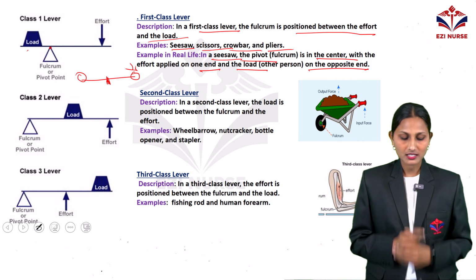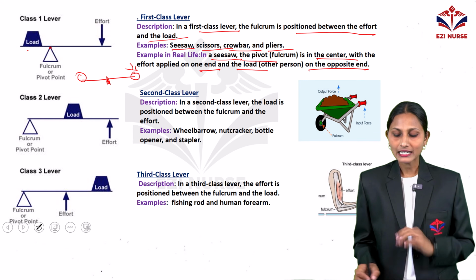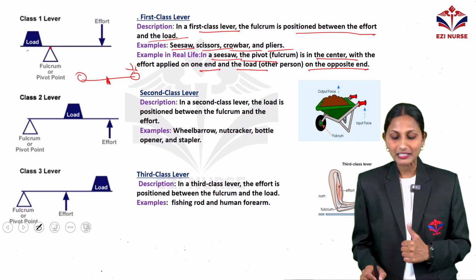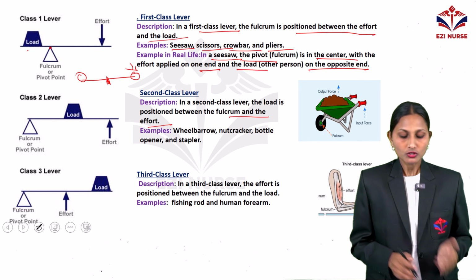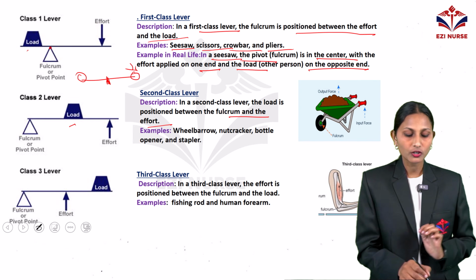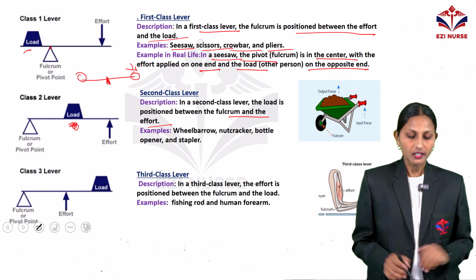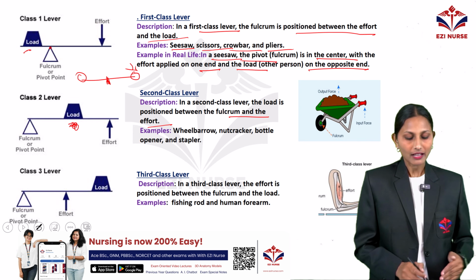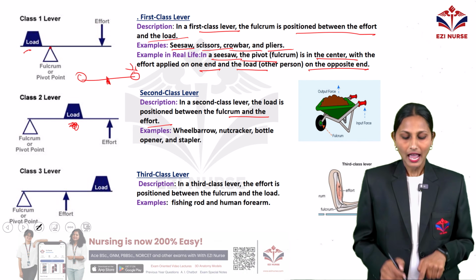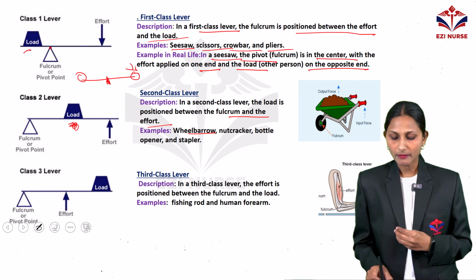Next we will discuss the class 2 lever. In the description, in the second class lever, the load is positioned between the fulcrum and effort. Here, as you can see, the load is in between. In the first class, the fulcrum is in the middle, but in the second class, the load is in the center. The fulcrum will be at one side and the effort at the other side. Examples are a wheelbarrow, nutcracker, bottle opener and stapler.